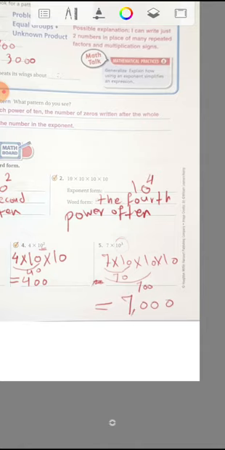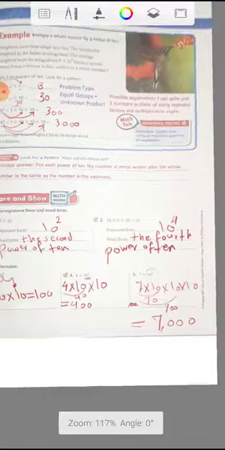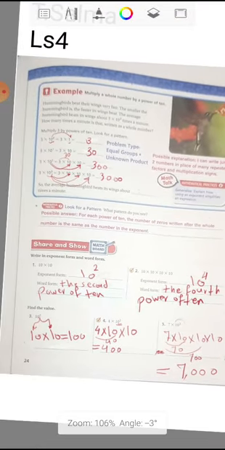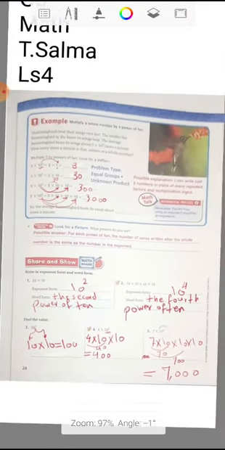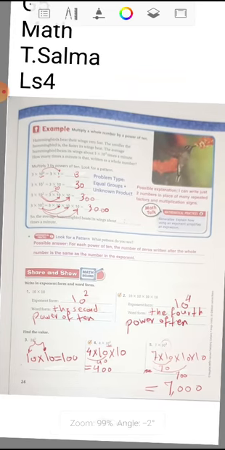Okay? So this is how you write the power of 10 number. I hope that you understand it very well. Thank you.